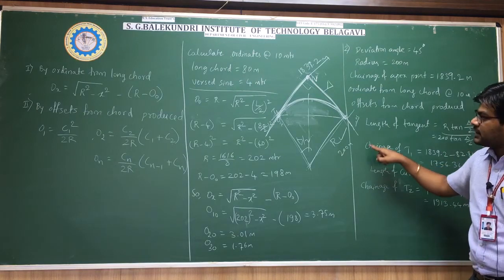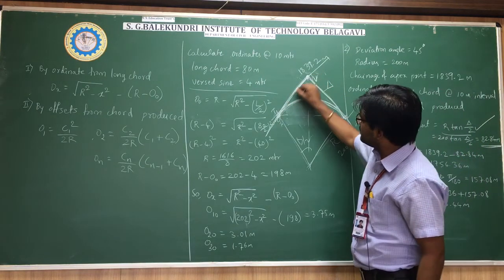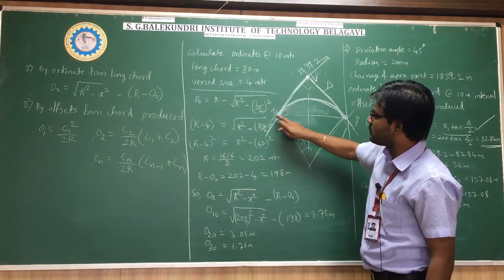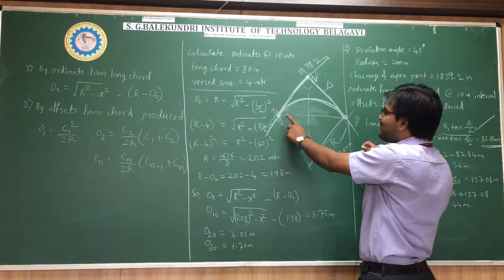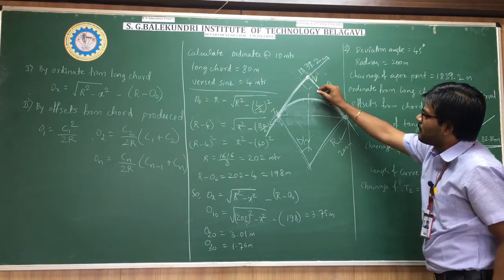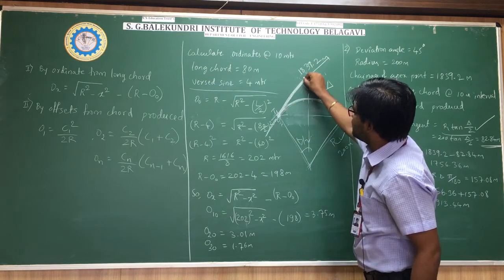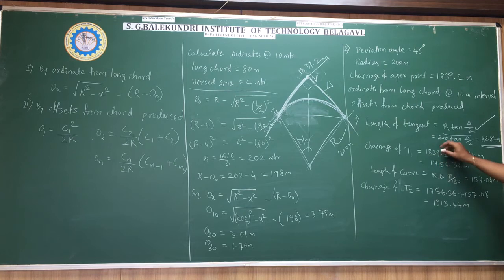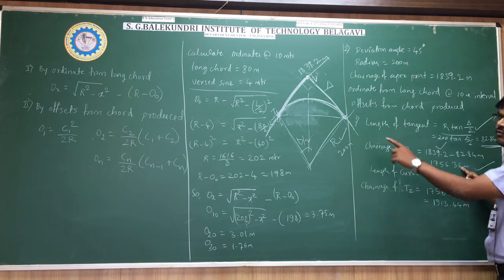Next, if I calculate this, then I can come and reach at the T1 point easily. What is the chainage of T1 now? The chainage of T1 is point of intersection chainage minus the length of tangent. See here, point of intersection chainage is given 1839.2 minus length of tangent, which is 82.84, so 1756.36 meter is the chainage of T1 point.